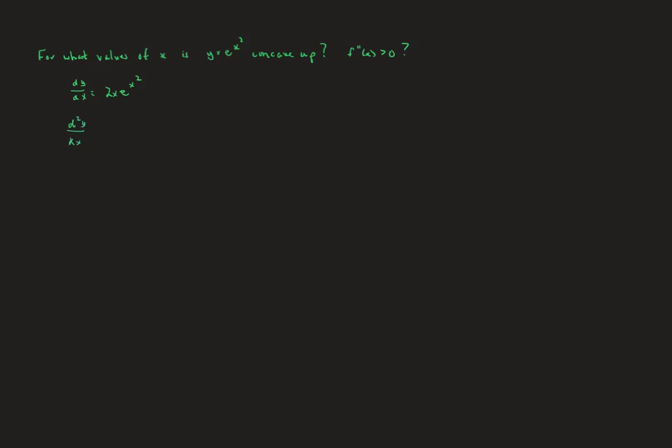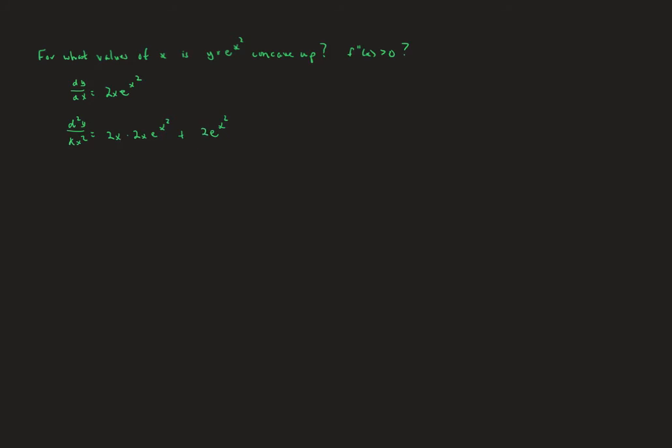Continuing, we're going to take the second derivative, which is now going to involve a product rule as well as a chain rule. So we have the first, 2x, times the derivative of the second, e to the x squared, which we said was 2x e to the x squared, plus the second, e to the x squared, times the derivative of the first, which is 2.